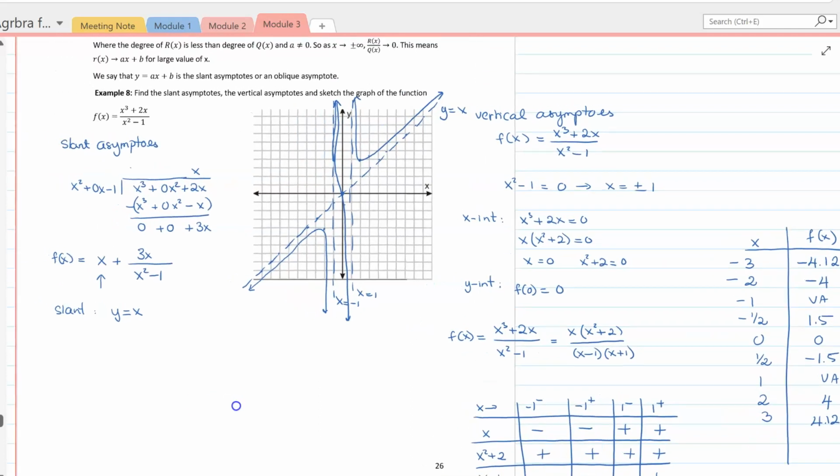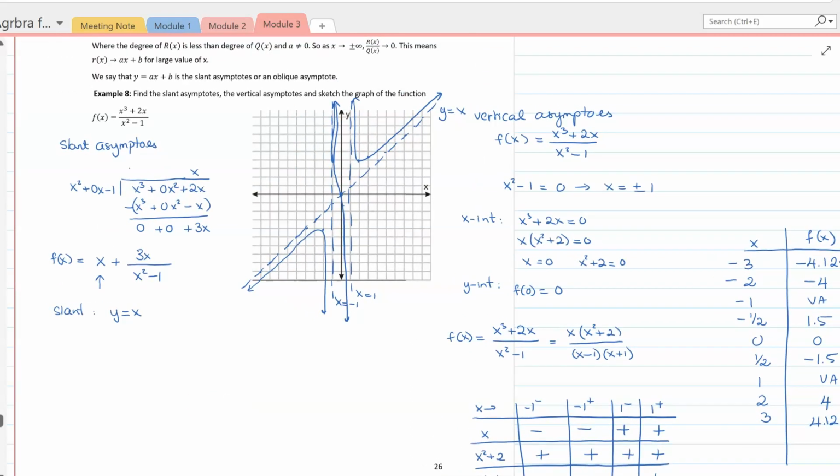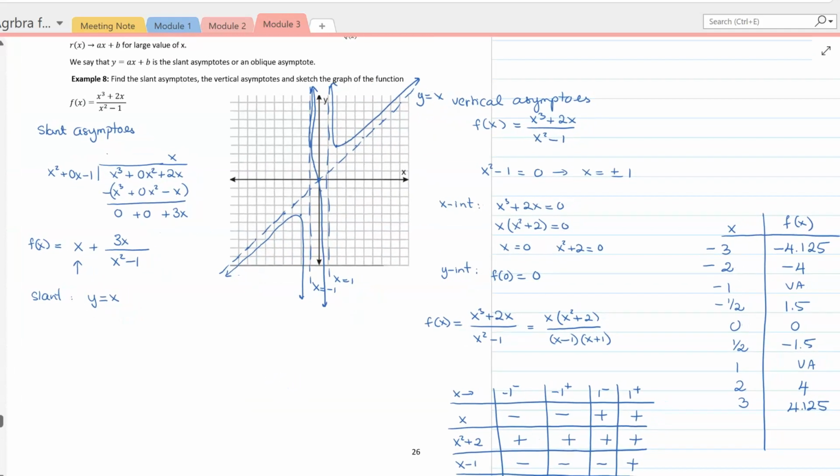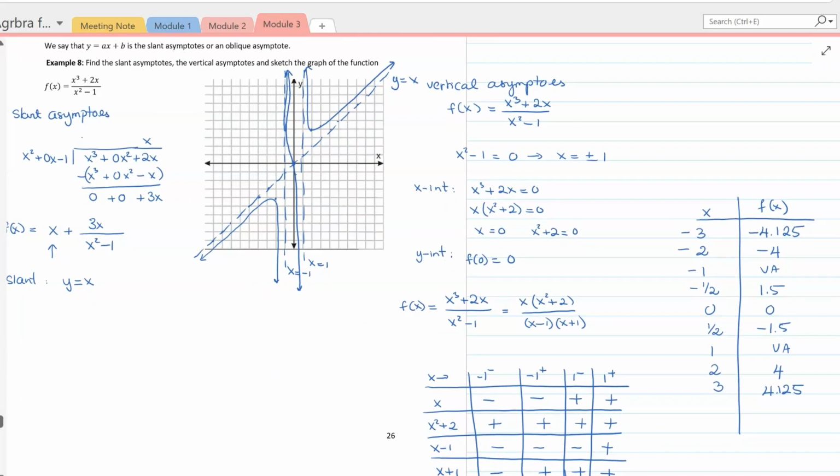So again, let's recap what we did. We found the slant asymptote. We found the vertical asymptote. Then we went ahead and found the x and y intercepts. Then we determined the behavior of the graph around the vertical asymptote. Then we made the table of values and sketched the graph.